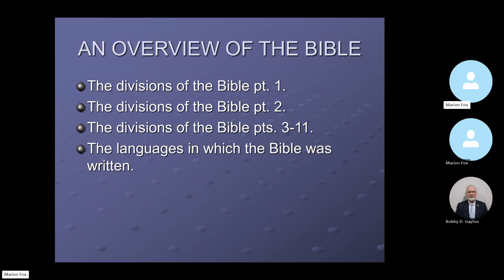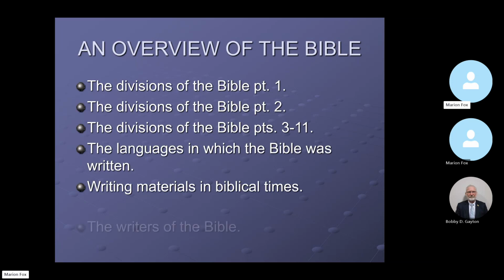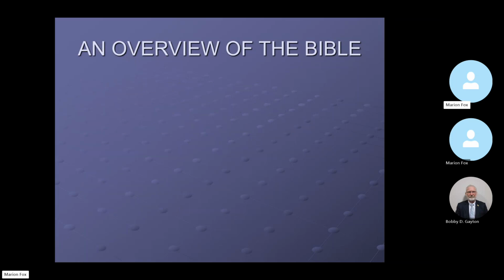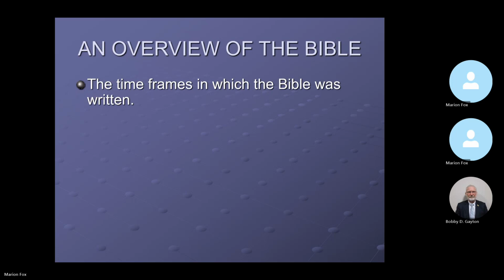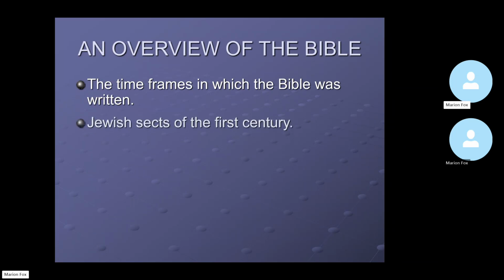This is an overall outline of the materials. And then we'll be looking at languages in which the Bible was written, and then writing materials on which the Bible was written, because this is important for our study as well. And we'll look at the writers of the Bible, their backgrounds, which gives us a better feel for what's going on and how we can interpret and understand the Bible. We'll also be looking at the time frames in which the Bible was written, because all of this is critical for understanding the Bible.